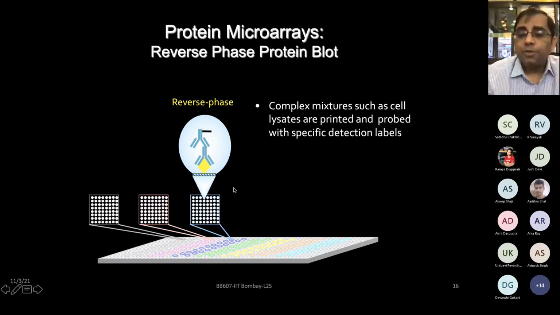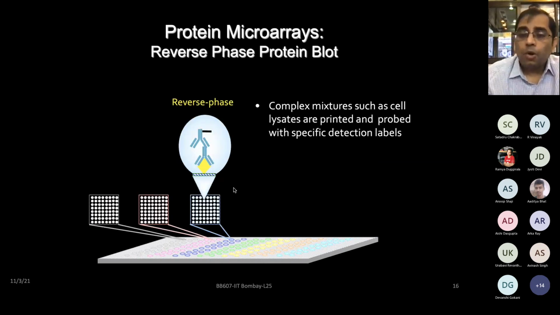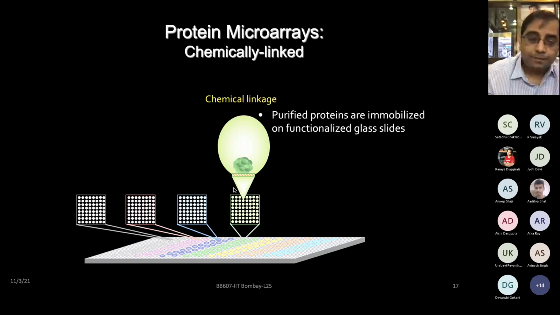So these three things I just showed you, the direct labeling, sandwich immunoassays, and reverse phase arrays, are all antibody-based screening methods. Chemical linkage is essentially that you have a purified protein, and based on the protein chemistry, you want some surface chemistry on the substrate so that the proteins can bind to the surface. The chemistry depends on what substrate you choose and what kind of proteins you want to print, and we will talk about different possibilities as we go along.